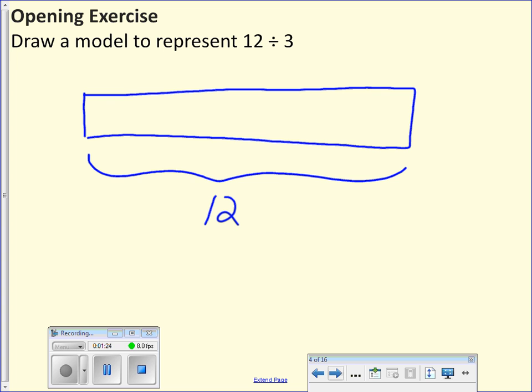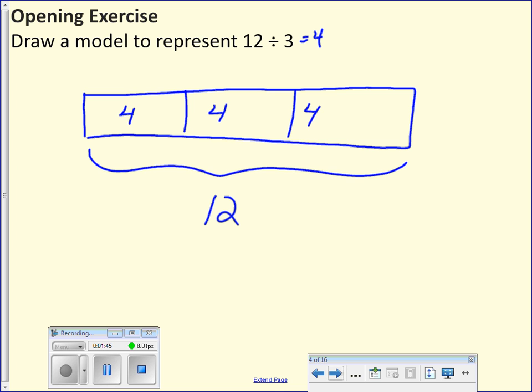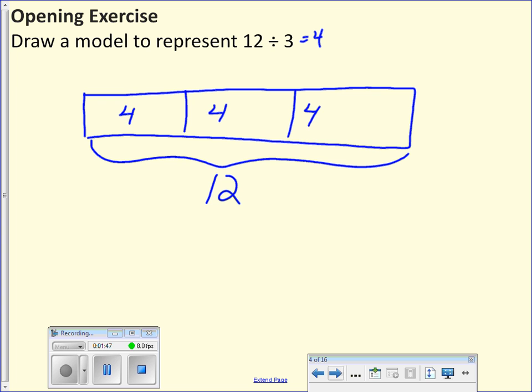So 12 divided by 3. So what we could do is divide this into 3 sections. So what is each section worth? 4. And you knew that already because you knew how to solve that mentally. Suppose we drew it this way.